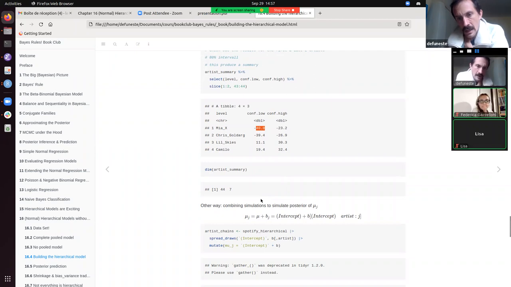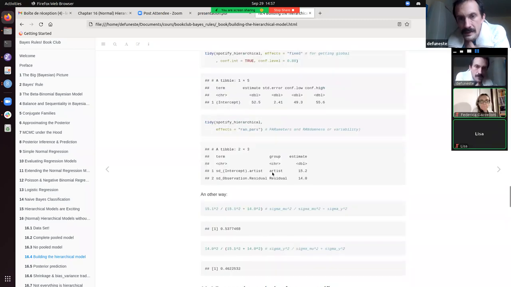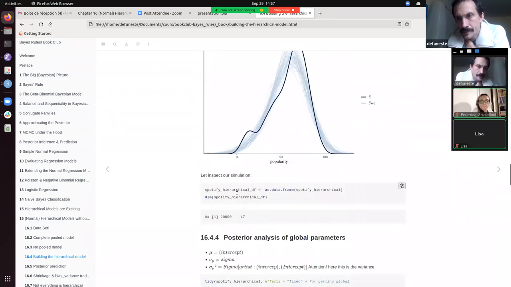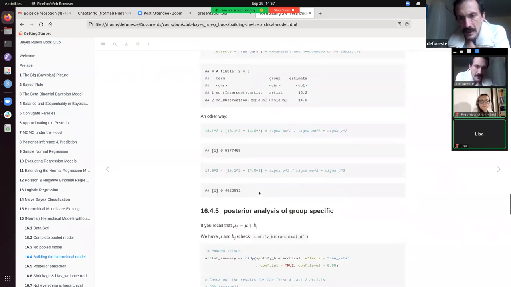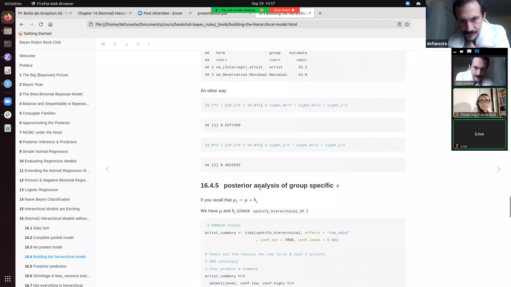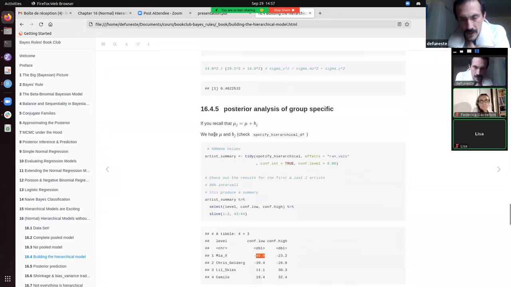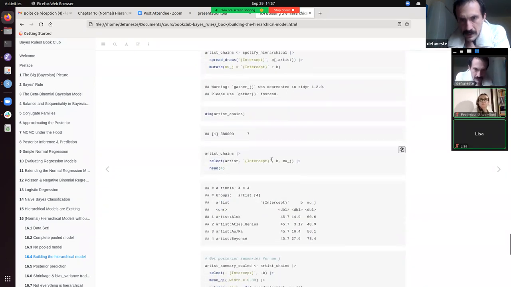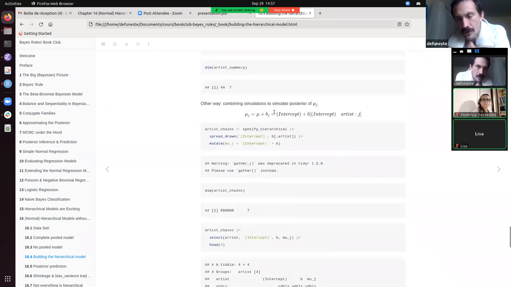Another way, we can combine our simulation to simulate the posterior mu g. So this mu g plus mu plus bg is also in our big data frame. Where is it? This one, the Spotify hierarchical data frame, contains the simulation of every intercept and beta intercept by artist.